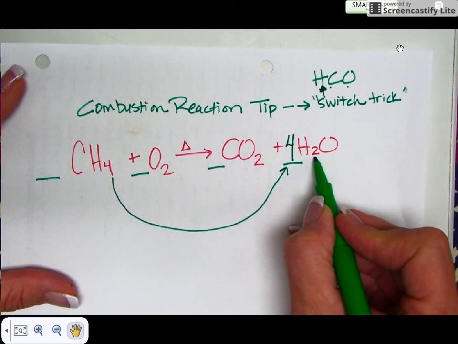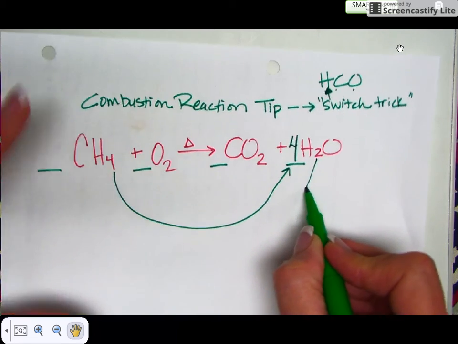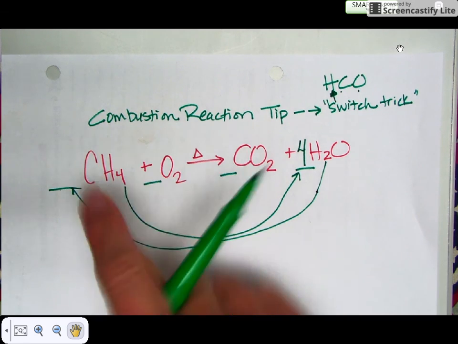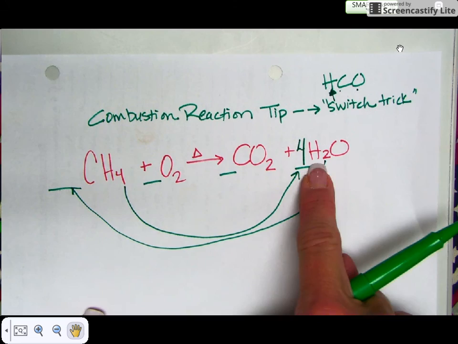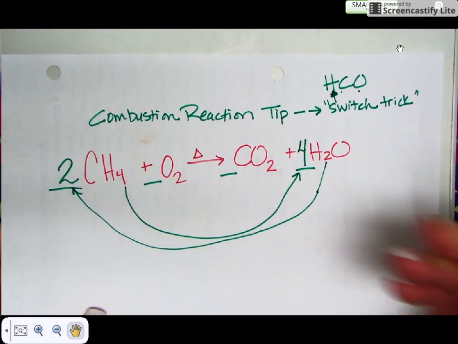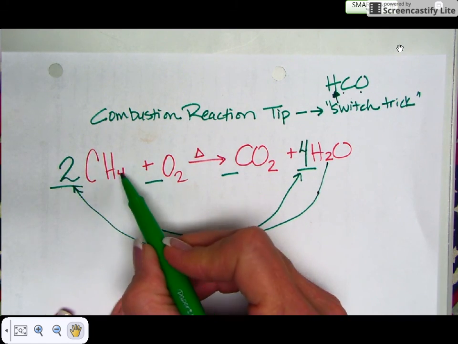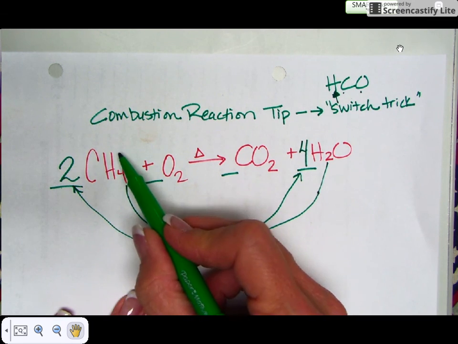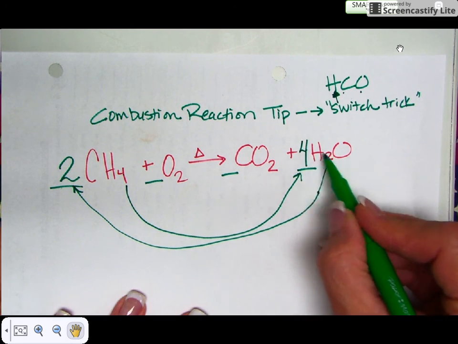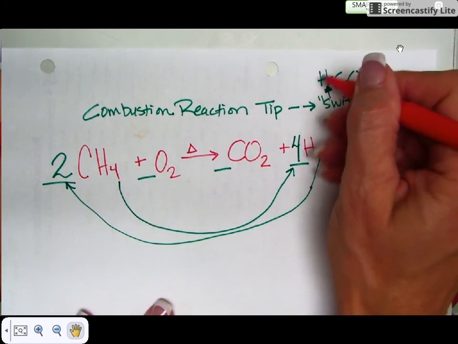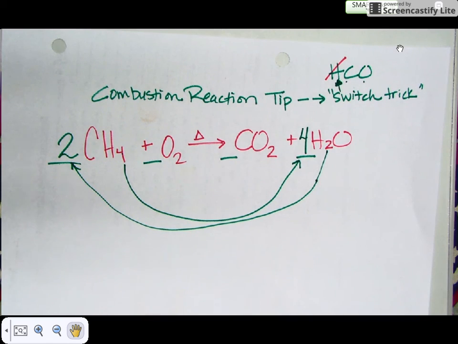And then look at water's hydrogen subscript, which is a 2, and that is the number that you are going to put in front of the hydrocarbon, which is the compound on this side that has hydrogen. So I'm going to put a 2 in front of the CH4. Now what that does is automatically balance your hydrogens. Notice 2 times 4 is 8. I have 8 hydrogens on this side. 4 times 2, I have 8 hydrogens on this side. So we have now balanced our hydrogens. So that's the H in Hollister and Company.